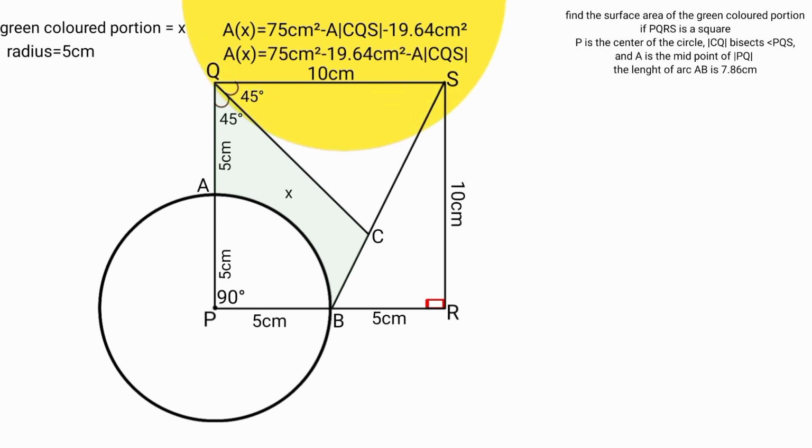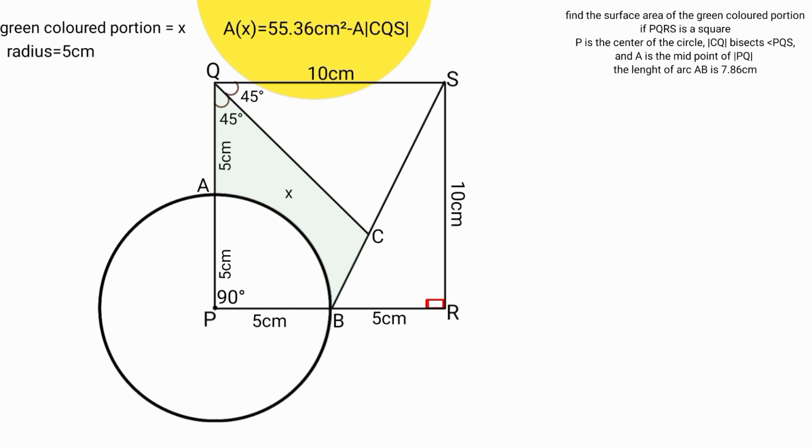which is the same as area of X equals 75 centimeters squared minus 19.64 centimeters squared minus area of CQS. 75 centimeters squared minus 19.64 centimeters squared is 55.36 centimeters squared. So area of X equals 55.36 centimeters squared minus area of CQS. Now, to find the area of CQS, we need the length of each side. And for that, we need the size of the angle.